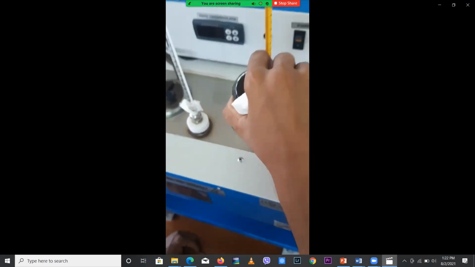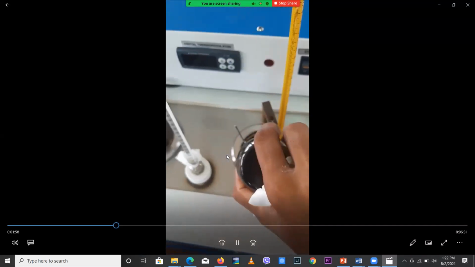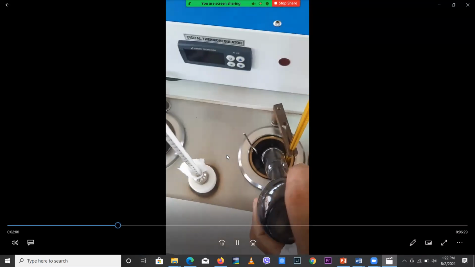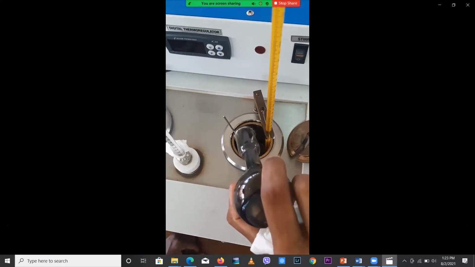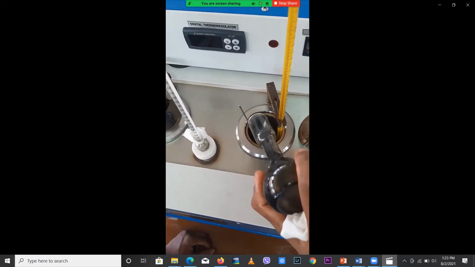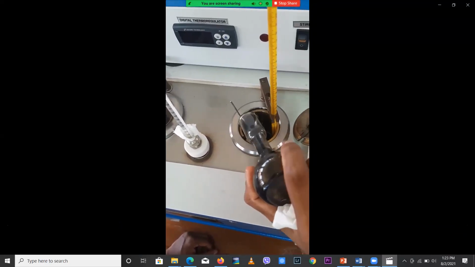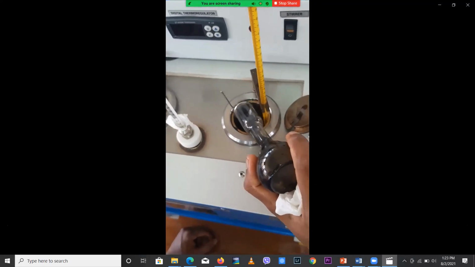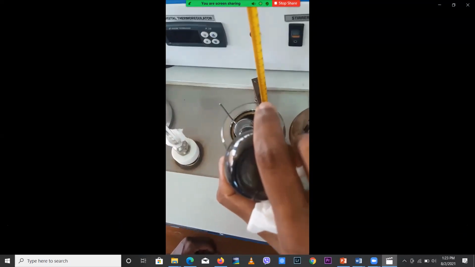The sample volume is 50 milliliters, right? So for different temperatures, we have to collect this sample under this orifice. While collecting, we have to measure how much time it takes for this volume of sample to flow through this orifice.